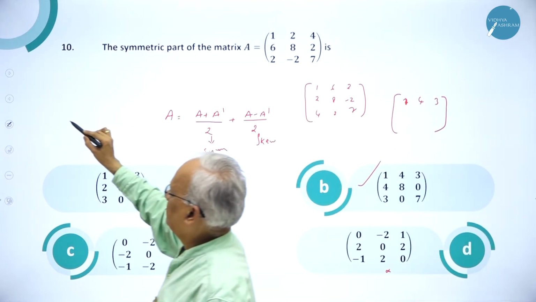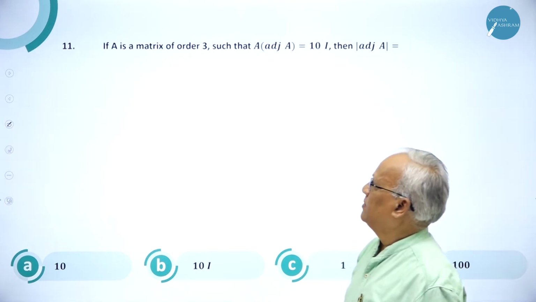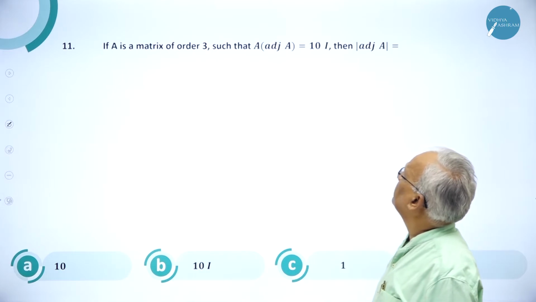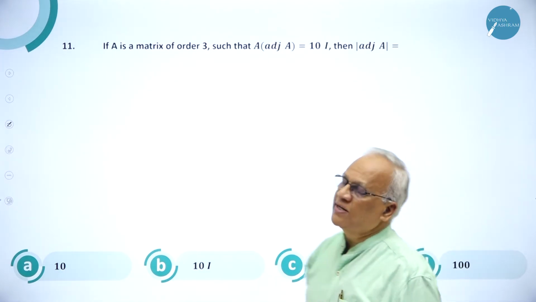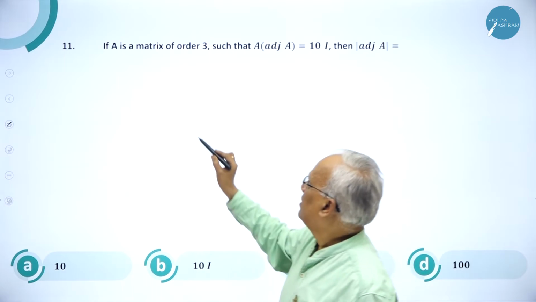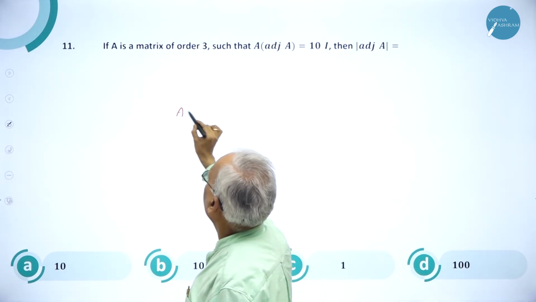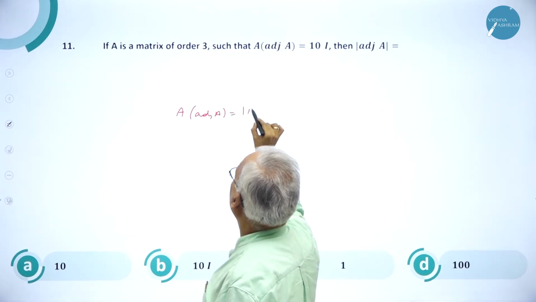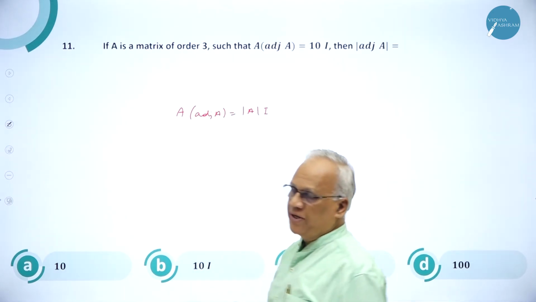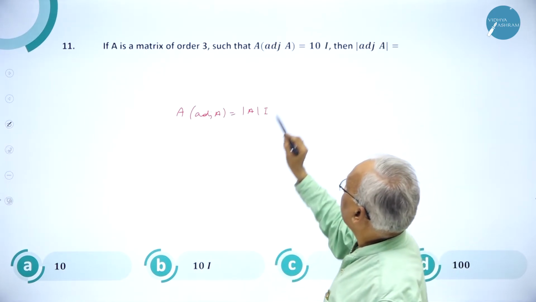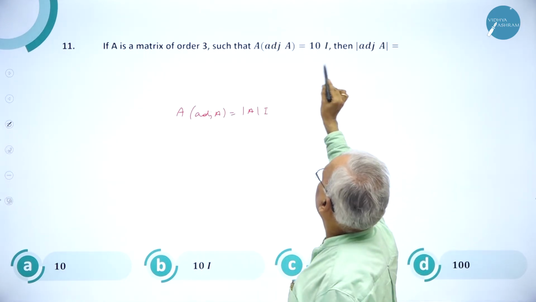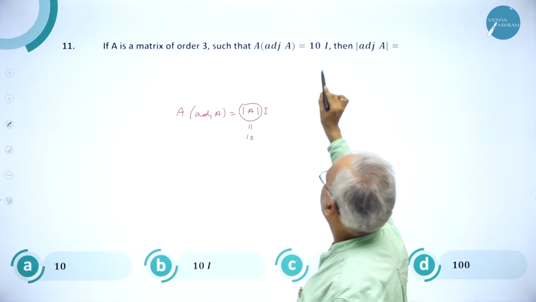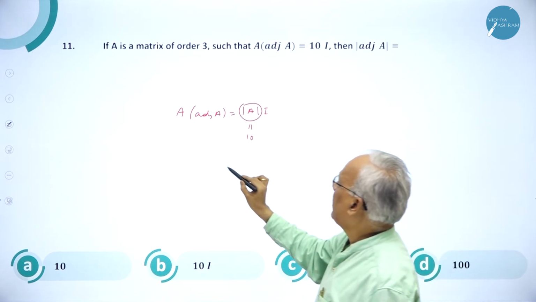Now the next question, 11th. If A is a matrix of order 3 such that A into adjoint A equals 10 into I, then the determinant of adjoint A is a concept based question. Nice question. You know, A into adjoint A is equal to determinant A into I. Therefore determinant A is equal to 10 because of this.